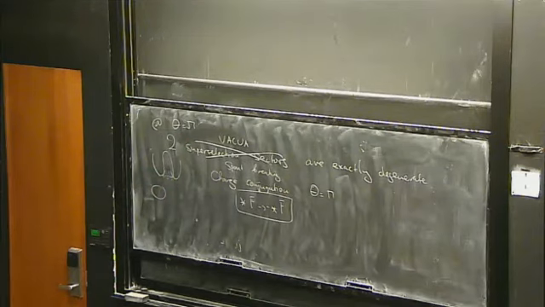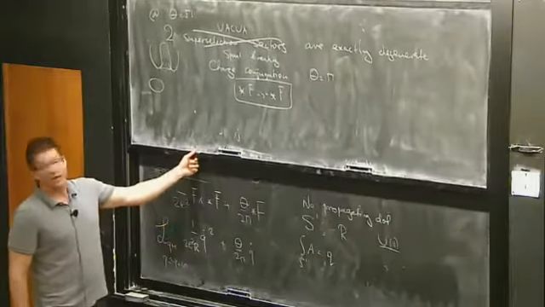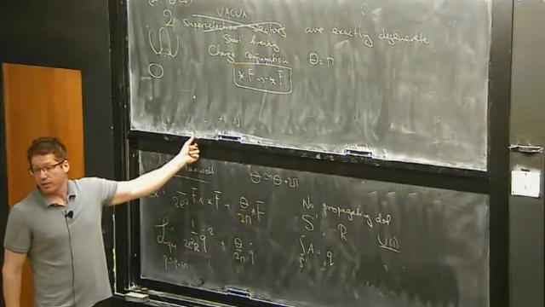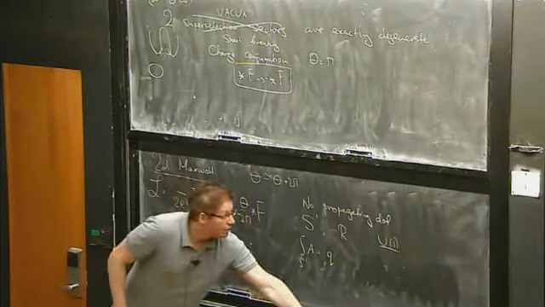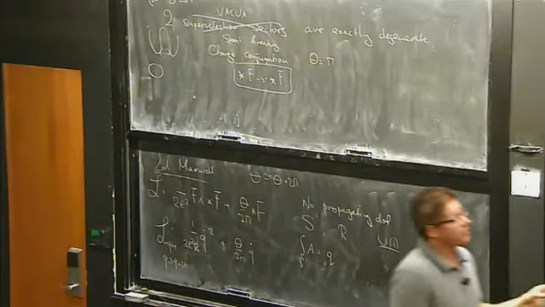Now I want to get to the one-form symmetry. Are there any questions about the quantization of 2D Maxwell? OK, so now I want to discuss a little bit the one-form symmetry.